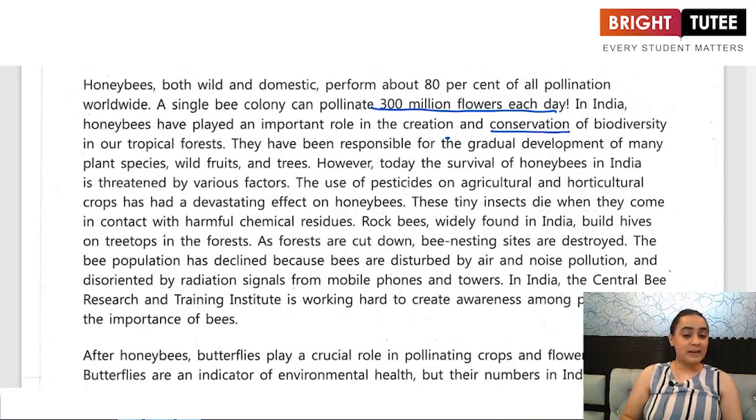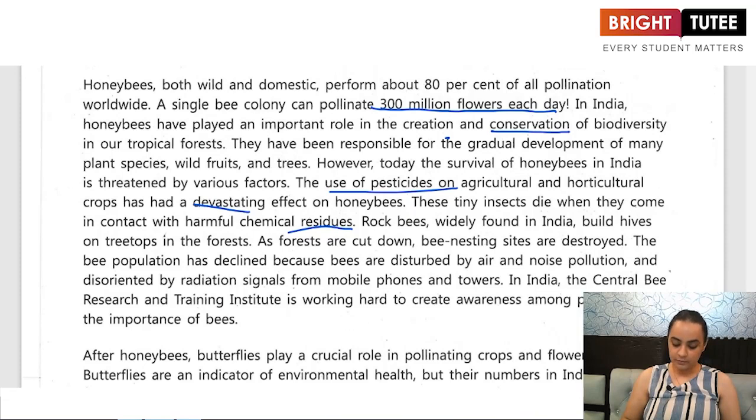The use of pesticides on agriculture and horticultural crops has had devastating effects on honeybees, a very negative effect on honeybees. These tiny insects die when they come in contact with the harmful chemical residues. Residues remain. So these small chemicals that remain on the soil or on these plants, the moment the bees come in contact with that chemical, they die.